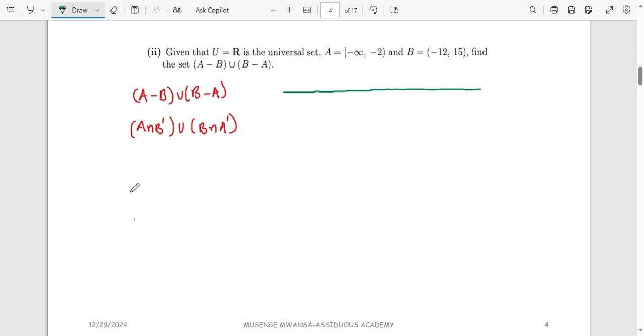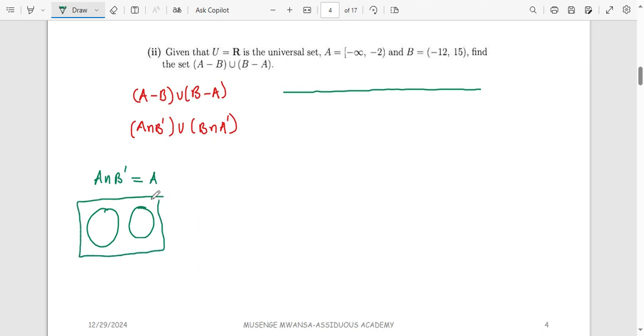A intersection B complement, you said, is equal to what? A? Not really. This depends on the kind of question. If they've told you A and B are disjoint sets, disjoint sets don't have an intersection. So the set A is going to be this one, and B complement will still be the same set. That's why A intersection B complement becomes A for disjoint sets alone. But for sets that have an intersection, that's not true.